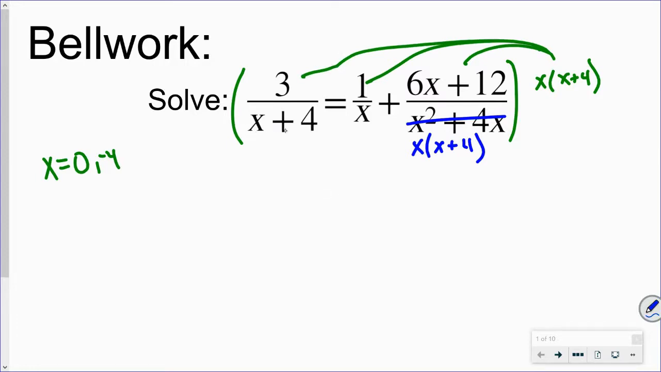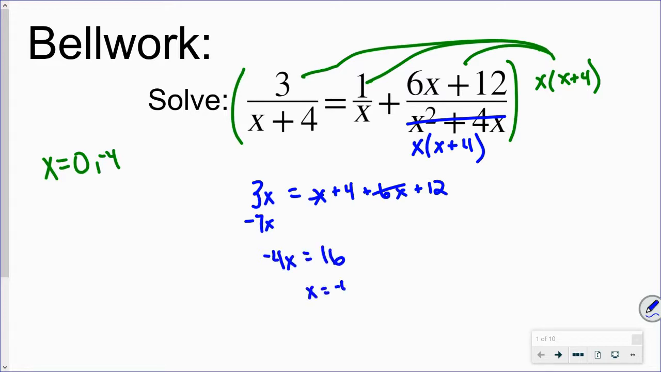So here our x plus 4 is going to cancel out. So we get 3x equals. Here just the x's will cancel out, so I get x plus 4. And here my x and x plus 4, so everything cancels out, and I get 6x plus 12. Well, here I'm going to combine like terms and get x on one side. So this is 1x plus 6, that's 7. So I'm going to subtract 7x. Cancel and cancel. So I get minus 4x equals 16.